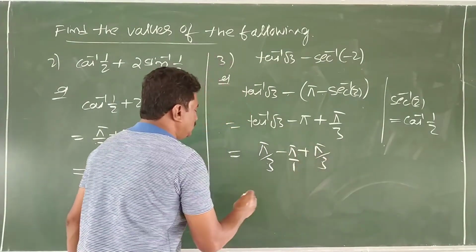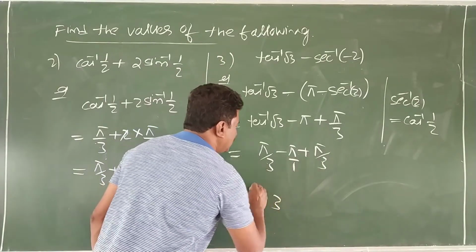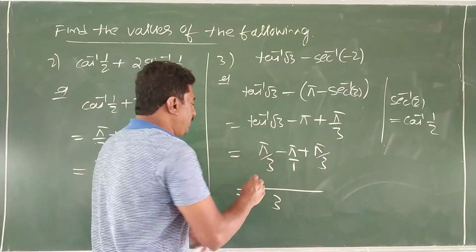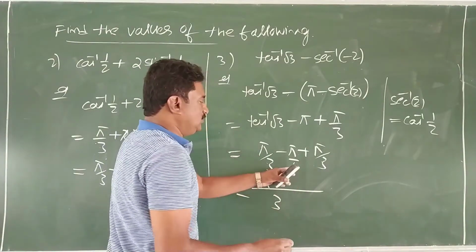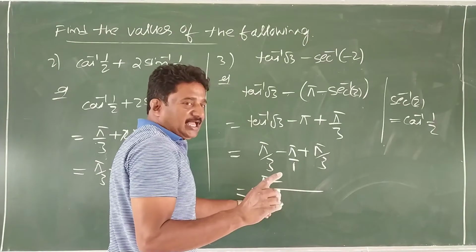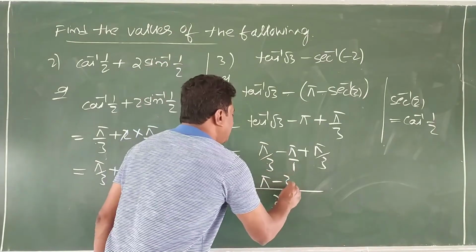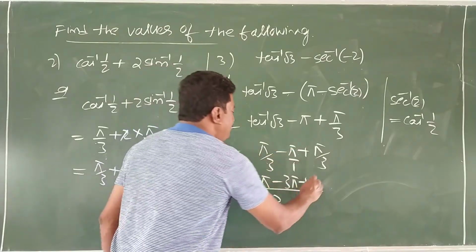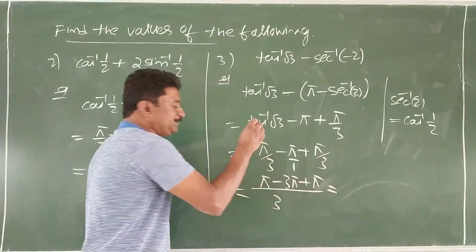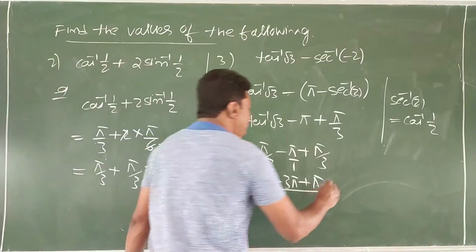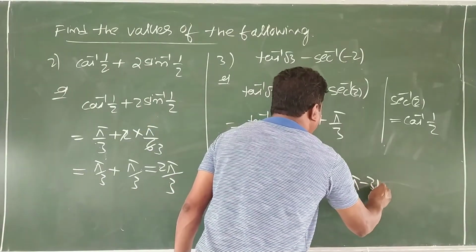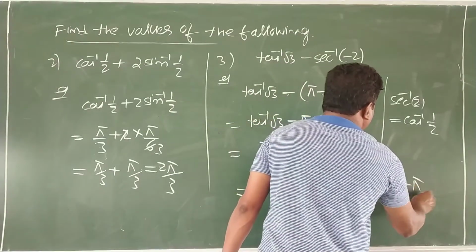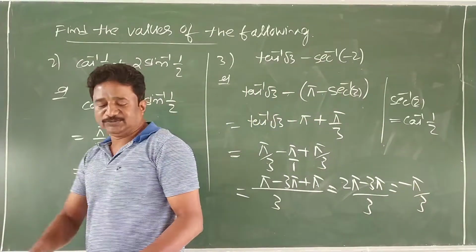Find out the LCM. What is the LCM of these? 3. 3 divides 3 once, 1 into pi. Minus, 1 divides 3 times. 3 into pi, 3 pi. Plus, 3 divides 3 once, 1 into pi, plus pi. 2 pi minus 3 pi, so 2 pi minus 3 pi by 3. How much is 2 pi minus 3 pi? Minus pi by 3.